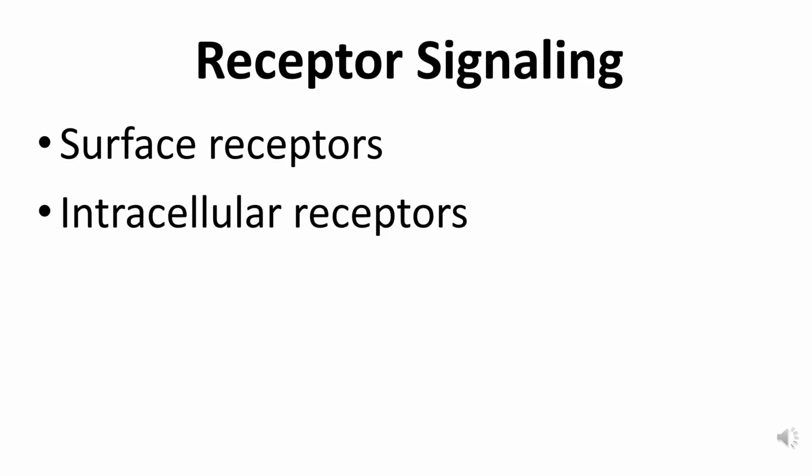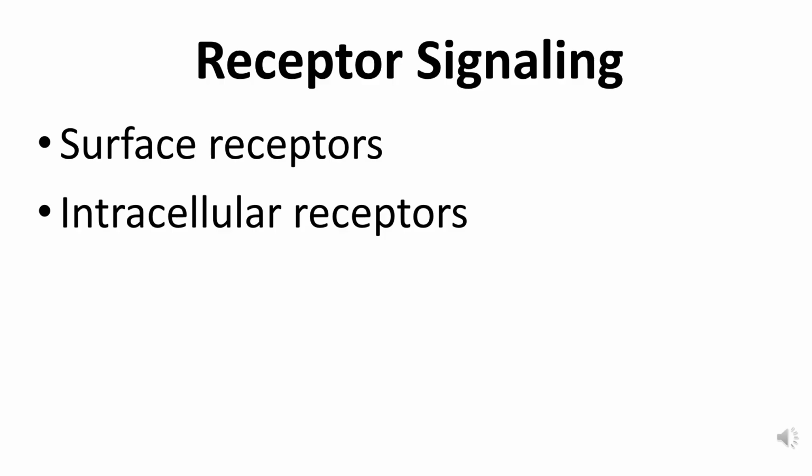Hormones can only affect cells that have the right receptors. Think of receptors as specialized biological locks. The hormone acts like a key. When the key fits, the cell responds. There are two major types of hormone receptors: surface receptors and intracellular receptors.